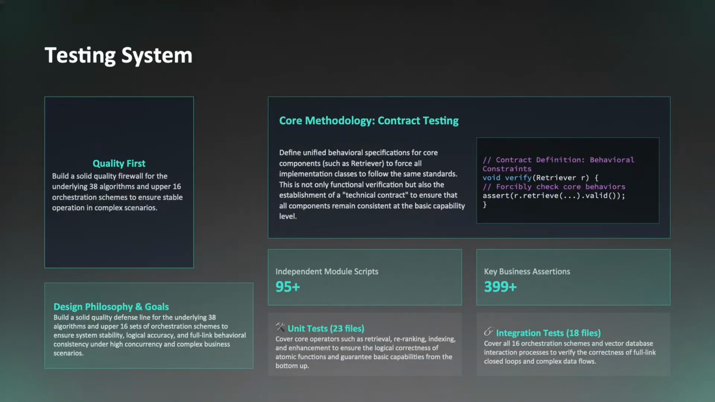Second, integration tests, 18 files, validate all 16 orchestration schemes and vector database interaction links, verifying the end-to-end closed-loop flow and correct transmission of complex data across all stages.